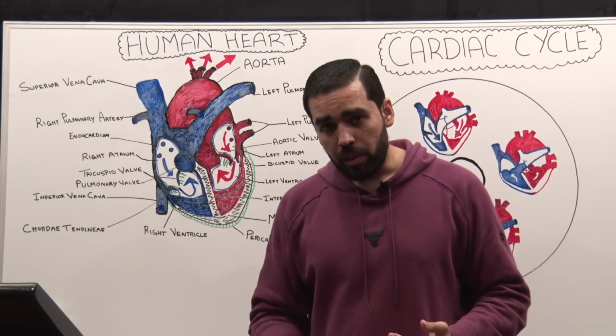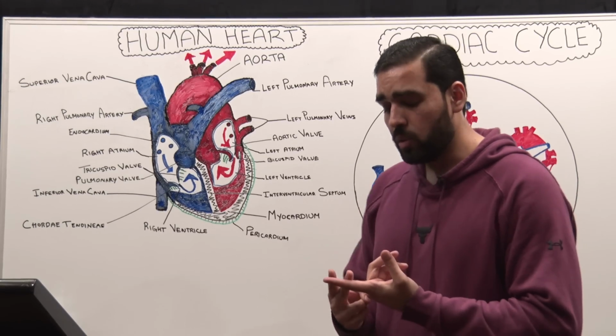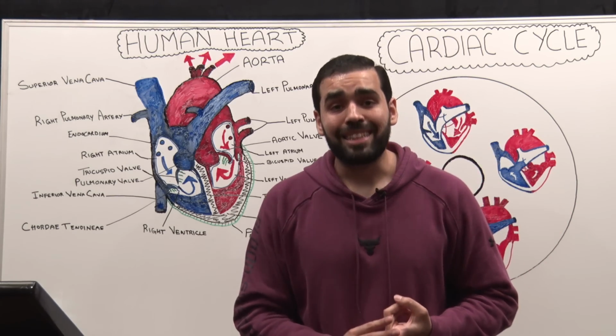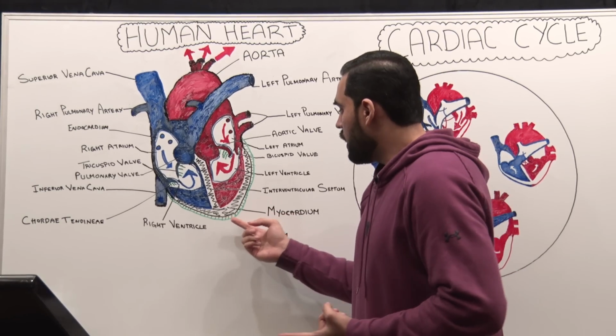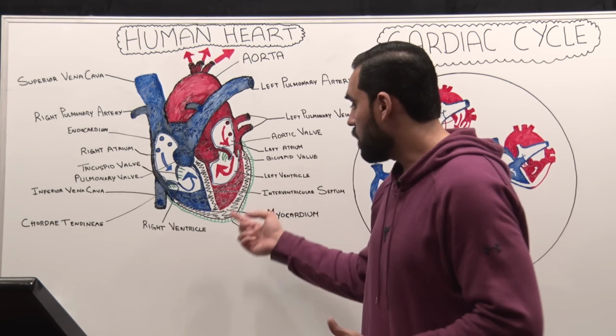So now we know what the pericardium is. Pericardium is the outermost layer of the heart, number 1. Number 2, it is made of thick fibrous tissue. Number 3, it prevents the excessive expansion of the heart during the cardiac cycle. Okay? Let's talk about the other layer, which is the most vital layer, which is the myocardium.